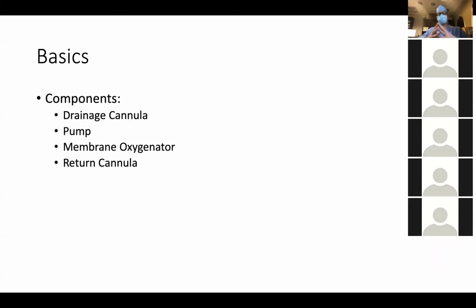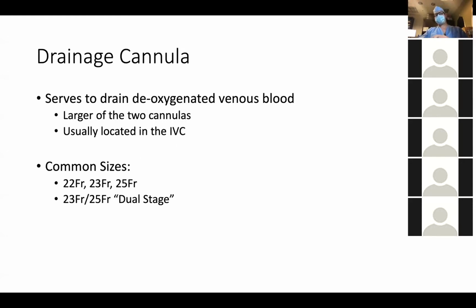So the drainage cannula, the pump, the membrane oxygenator, and the return cannula. The drainage cannula serves to drain, as you expect, deoxygenated venous blood. It's usually the larger cannula because, based on flow characteristics and fluid mechanics, it's harder to drain blood than it is to return blood. It's usually located in the IVC.